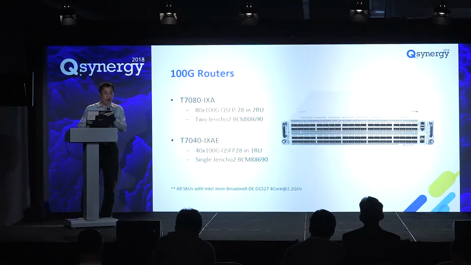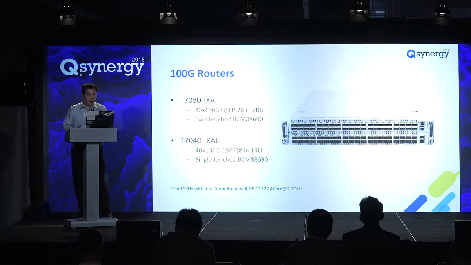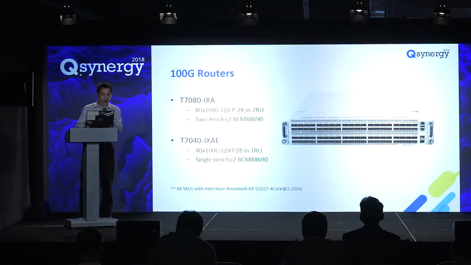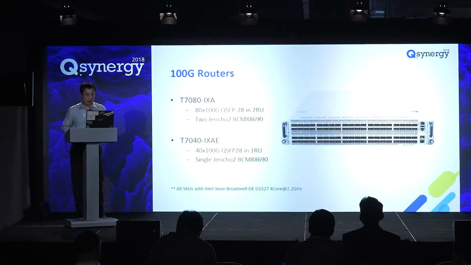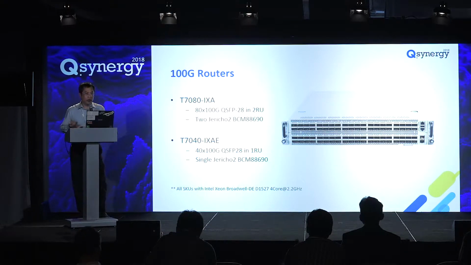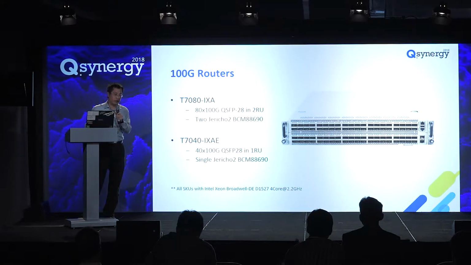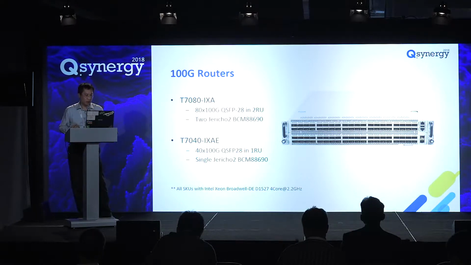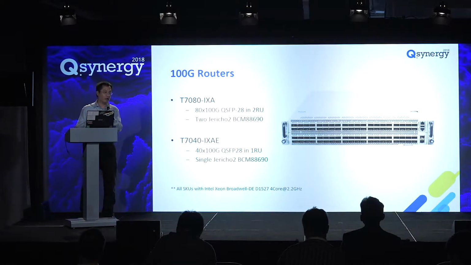So let me introduce our router products to you. The names are T7080 and T7040. Based on the solution from Broadcom Jericho 2, we implemented Jericho 2 based solutions. The main feature between the switch and the router is that the Jericho 2 can provide a large routing table size and a large buffer, deep buffering. So this targets MPLS edge, provider edge, and even the core router in the telecom space.